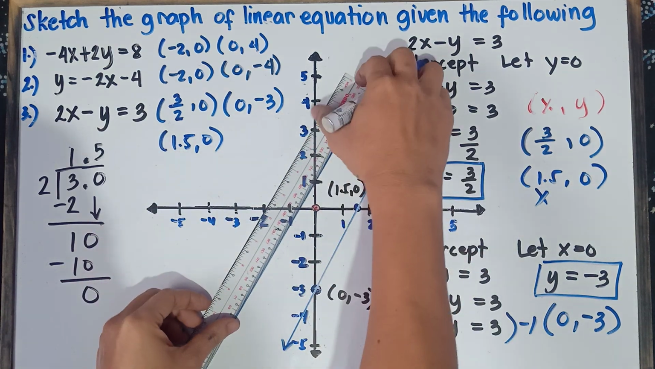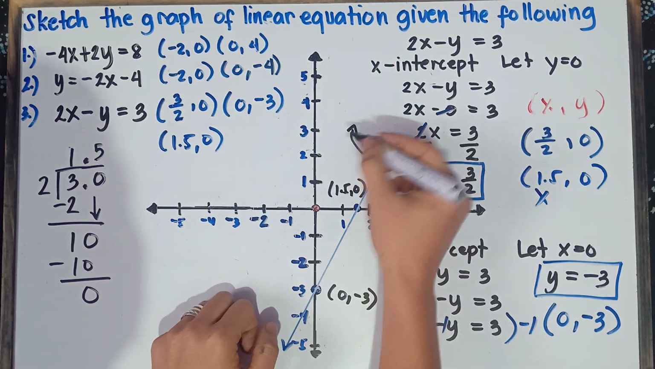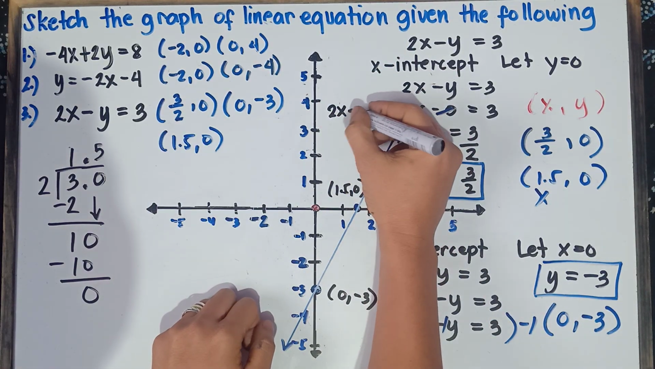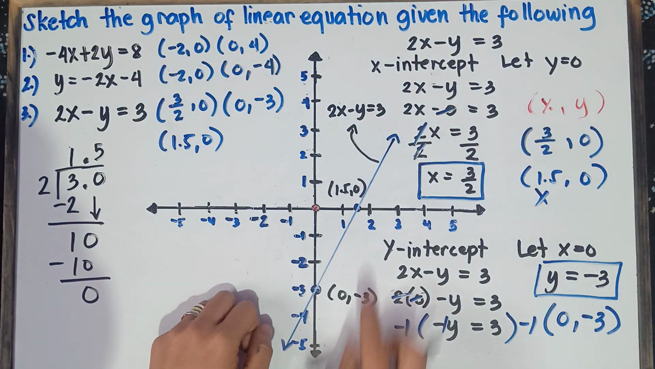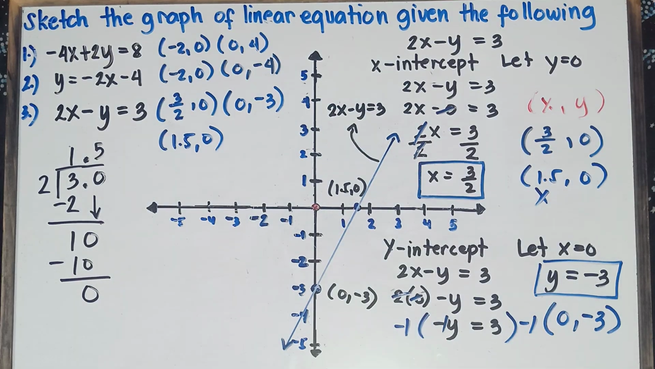You can write the equation of the line. So this will be the equation: 2x minus y equals 3. This is the equation of this line, class. 2x minus y equals 3. That's it, class. All set.